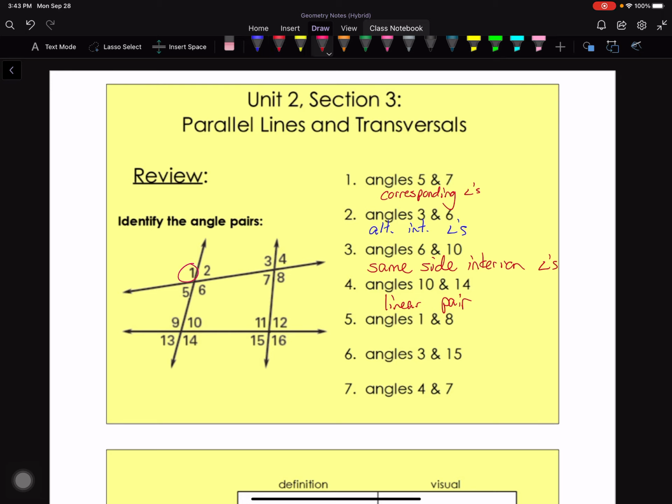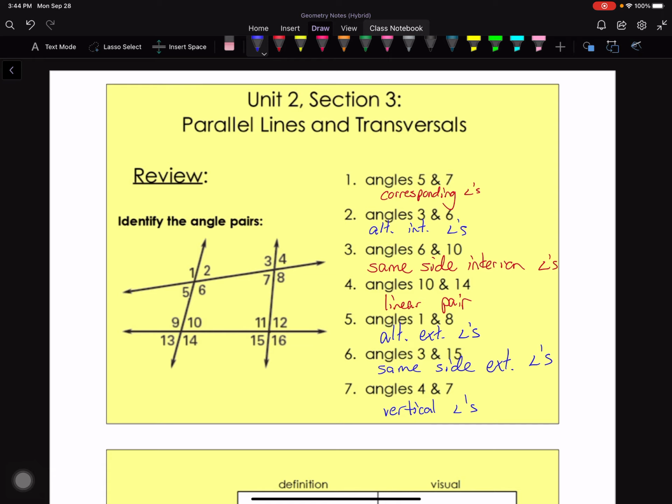Angles 1 and 8. So again, if I draw this, here's our two lines. Here is my transversal. They're on the outside now, and they're on opposite sides of the transversal. So those are alternate exterior angles. Angle 3 and 15. Those would be same side exterior angles. And last but not least, angles 4 and 7, a very important angle relationship. Those are vertical angles.